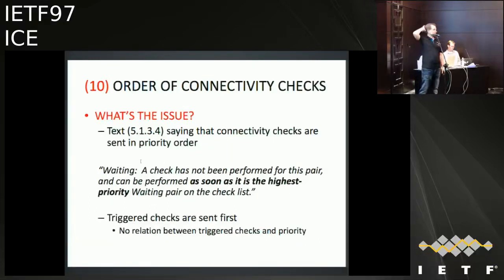So are triggered checks put on the checklist at all? I thought they were sent immediately. Triggered checks go to the triggered check queue, which is not the same thing as the checklist. They are in the checklist. Do they go to the waiting state? Triggered checks don't go to waiting state, do they? They just are sent immediately. No, they're not sent immediately. They are going to the triggered queue, and they are sent at the next possible opportunity.